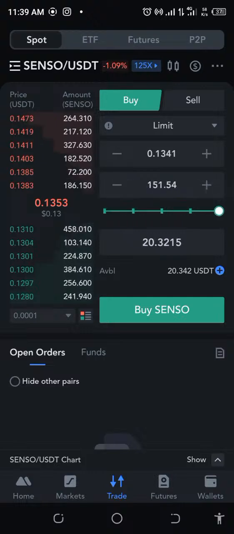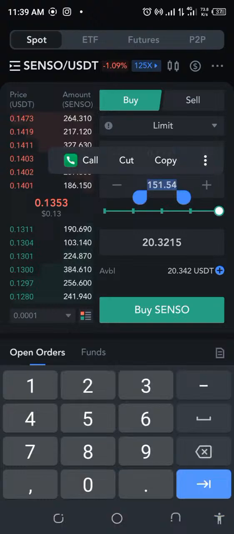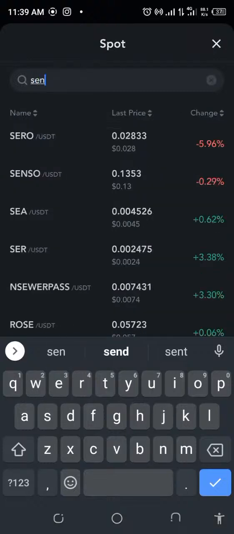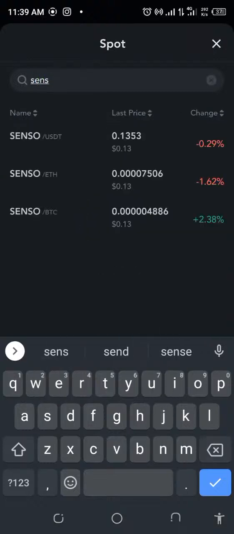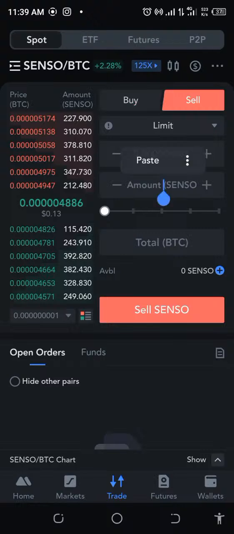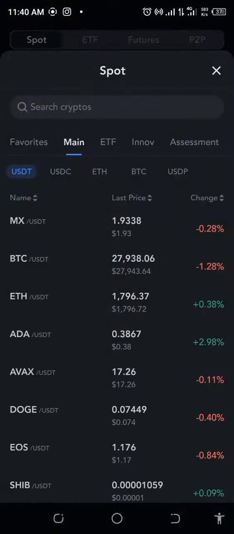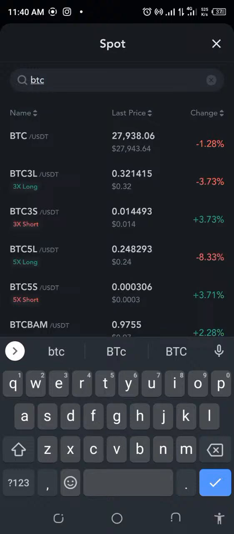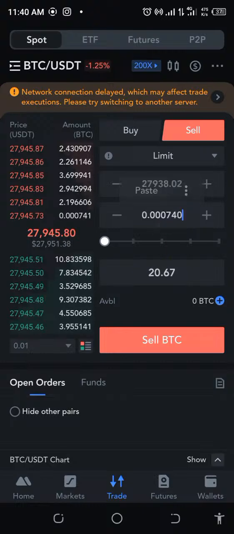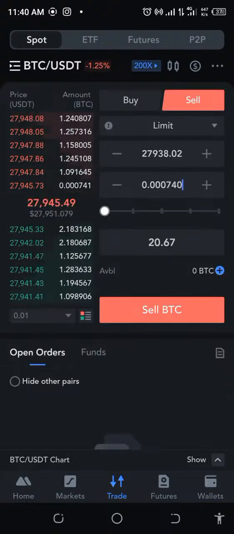So what do we have here? We've got 151.54. Okay, let's copy that, and then let's quickly change this to Senso BTC. So let's quickly change that and see what we get. We put that in there, copy that out, and quickly go over to BTC, and check what we have. So we're selling to BTC, and then we'll see. Oh, we get 20.67. Looks good, from 20.32 to 20.67.